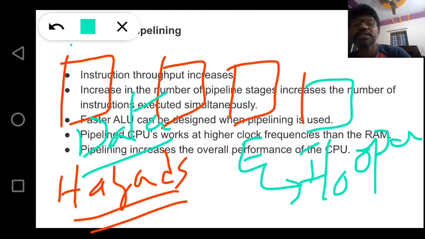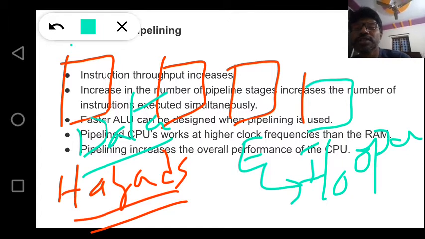And if the next instruction is also waiting for an IO operation, then what happens? This pipeline cannot move. Next, resource hazard. Resource hazard means if two consecutive instructions are looking for the same resource, then it is difficult to handle the situation, which is called resource hazard.